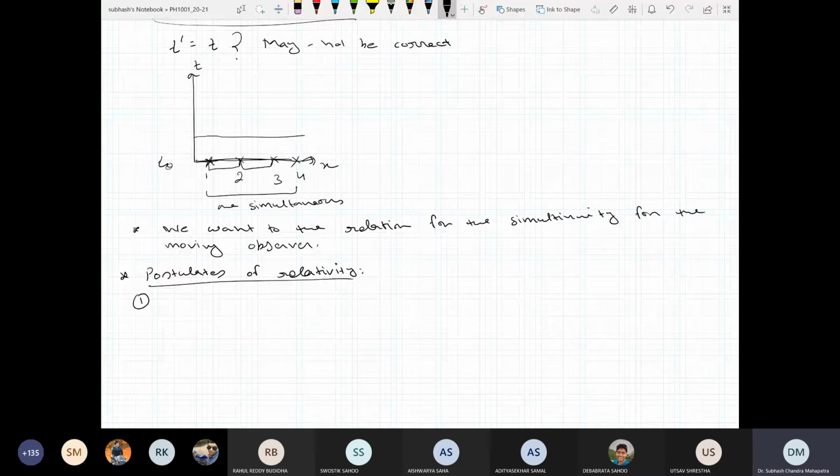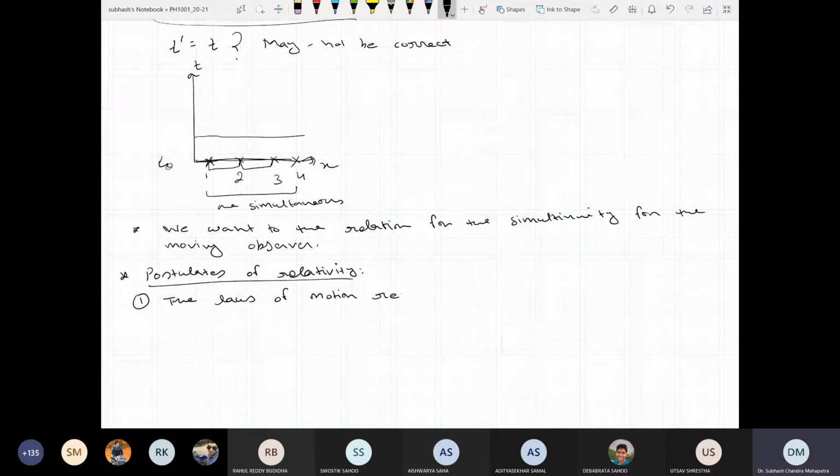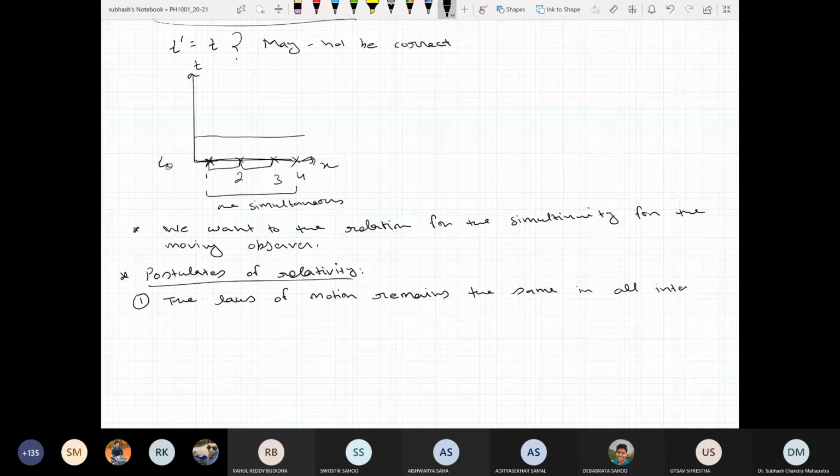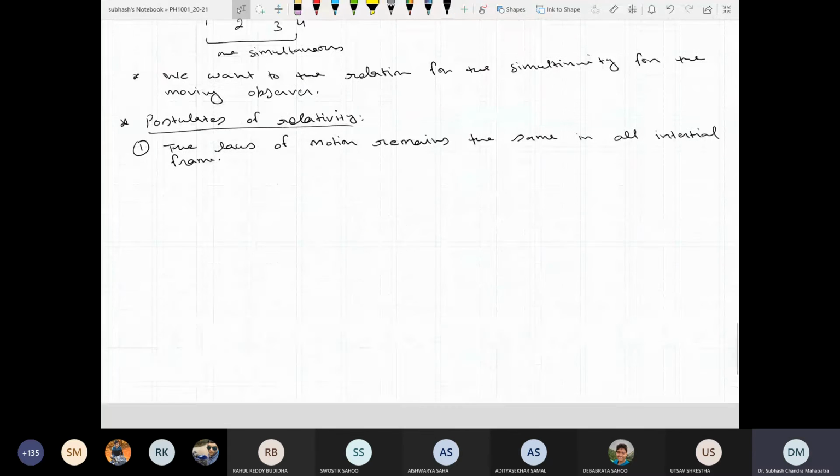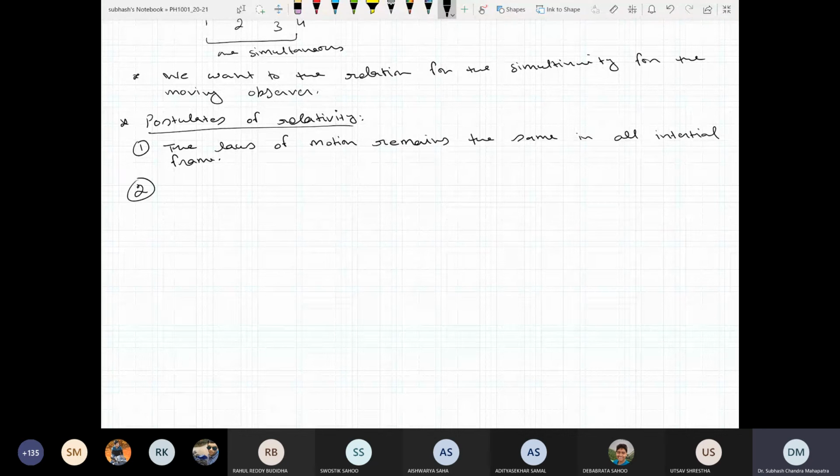The first postulate is the same which existed even before Newton, even before Einstein. Newton suggested it and everyone agreed with it: the laws of motion remain the same in all inertial frames. There is nothing new about it, we all agreed with it. We just saw it, F is equal to ma.